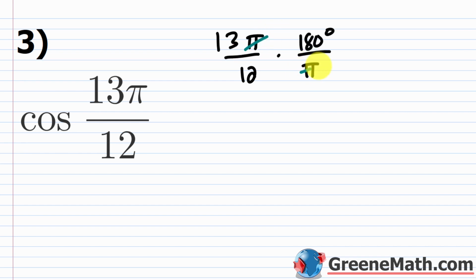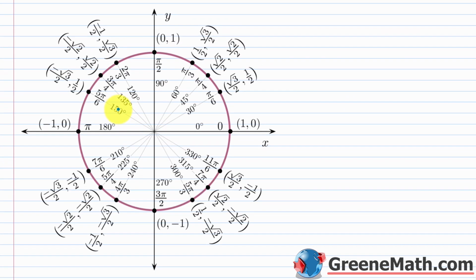And then the pi's are going to cancel. 180 divided by 12, that's going to be 15. And then 15 times 13, that's going to be 195. So this would be 195 degrees. If I had 150 degrees plus 45 degrees, well, that would get me to 195 degrees.